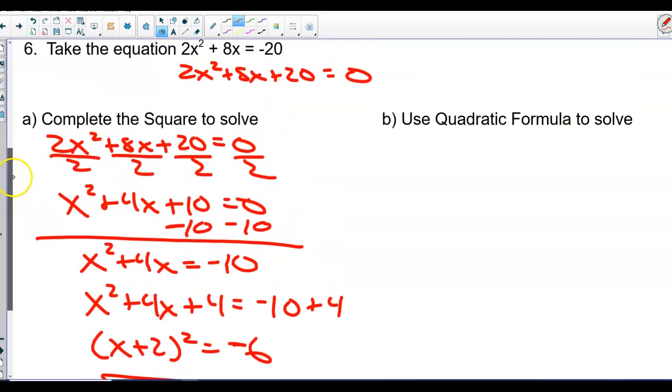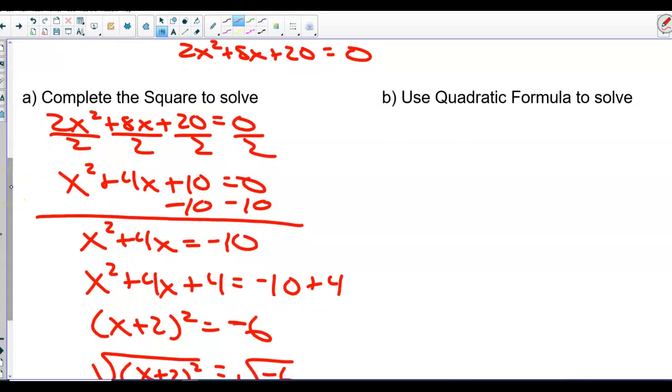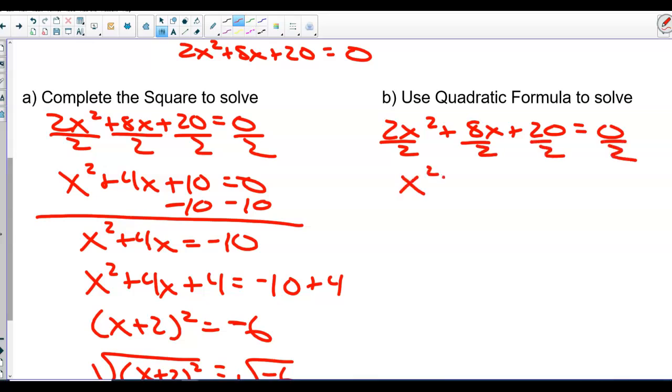Now, if I were to do quadratic formula, I should get the same exact answer. You can plug the higher numbers in. My advice with quadratic formula, I would take a GCF out first. It makes the quadratic formula easier. You can use 2, 8, and 20 for A, B, and C. I'm going to divide everything by 2 first, though, and do this problem. X squared plus 4x plus 10. My A is 1, my B is 4, my C is 10.